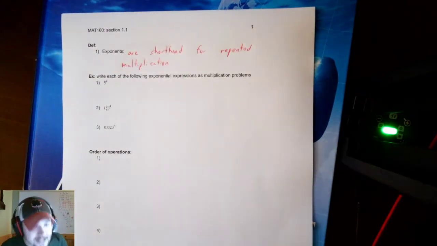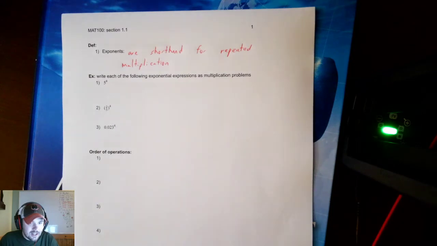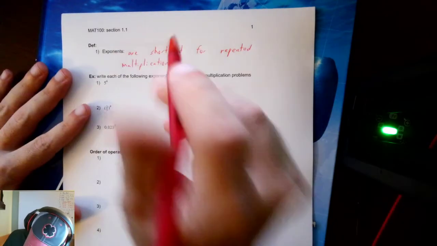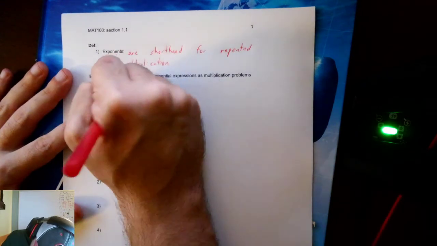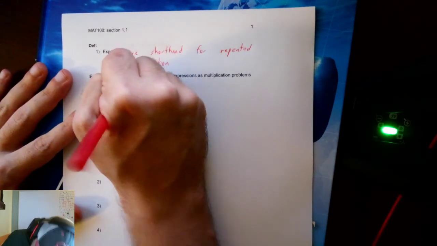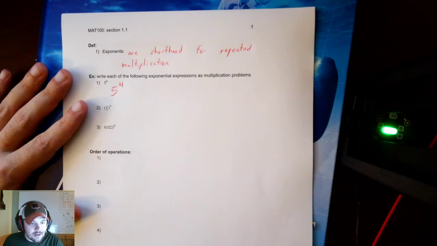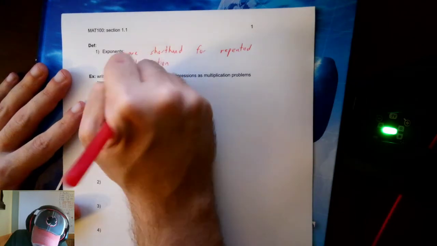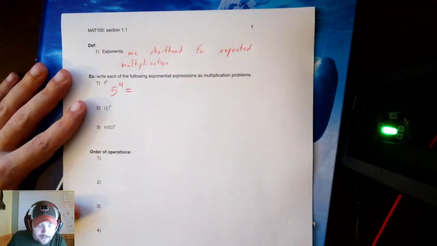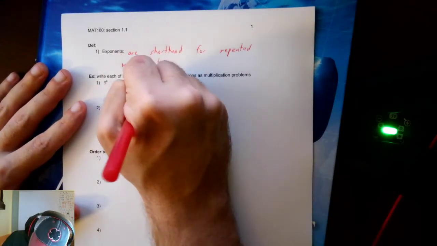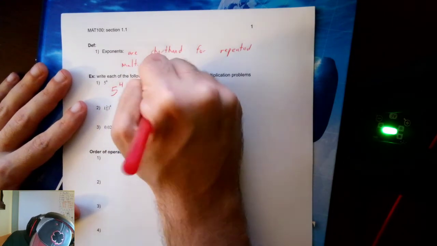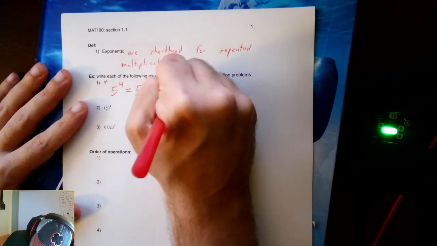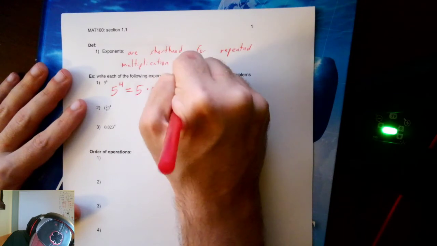Sometimes we need to multiply the same number by itself repeatedly. That's how we use exponents. Let's take a look. 5 to the 4th power. 5 to the power 4. What is this going to be if I want to write it out as a multiplication problem? Well, it'll be 5 times 5 times 5 times 5.